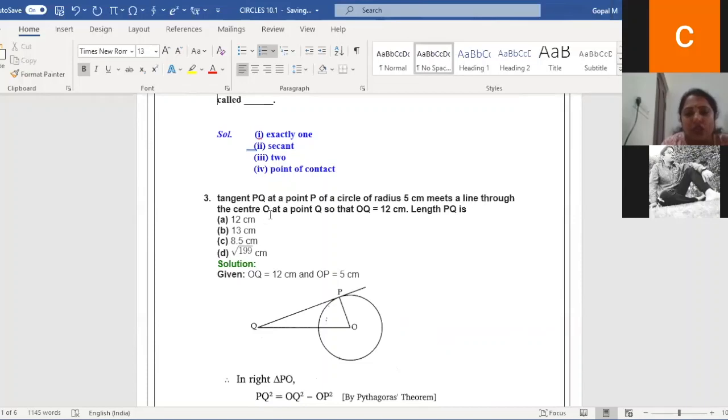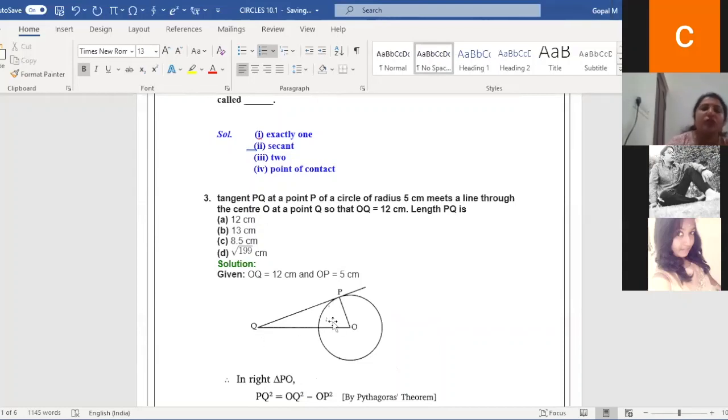A tangent PQ at a point P of a circle of radius 5. So the value of OP they gave is 5. Meets a line through the center O at a point Q, so that OQ is equal to 12. Here, applying the Pythagoras theorem, as we know the line from the center to the tangent is always perpendicular, this triangle OPQ is a right angle triangle. Here the values of OP and OQ are given, and by using the Pythagoras theorem we need to find the value of PQ.